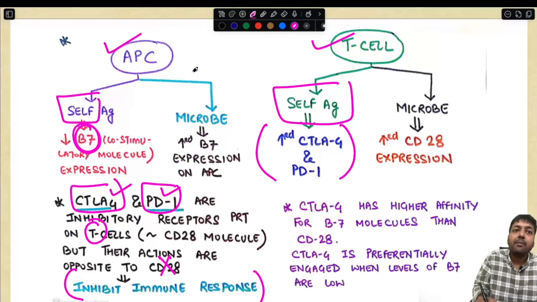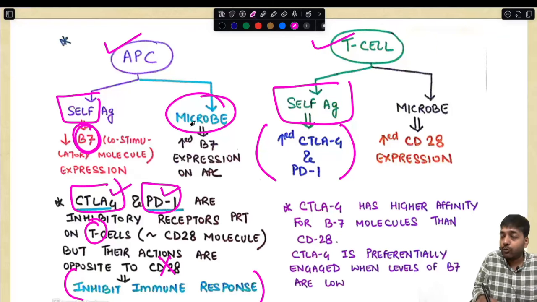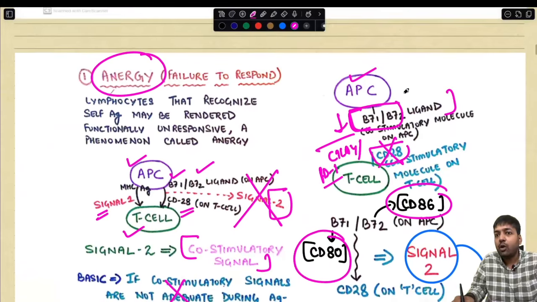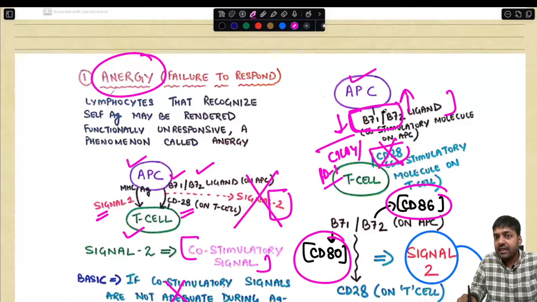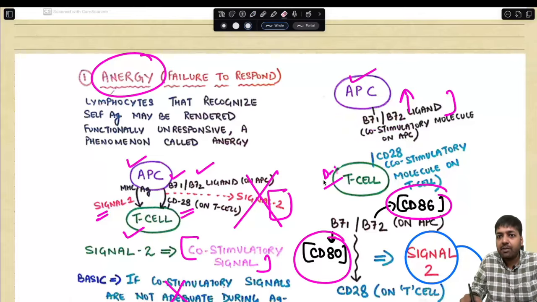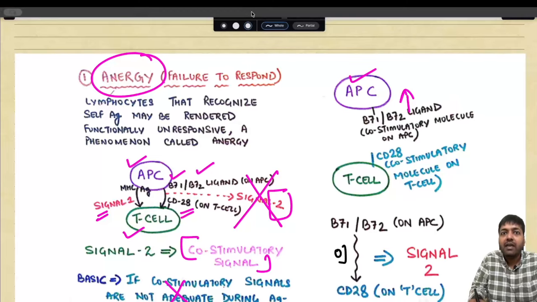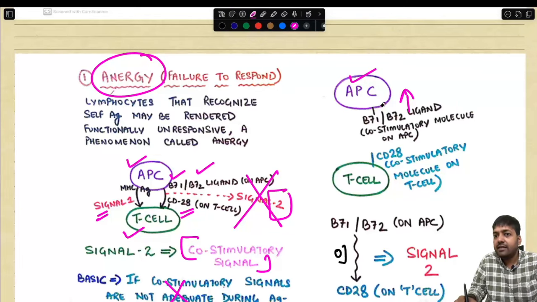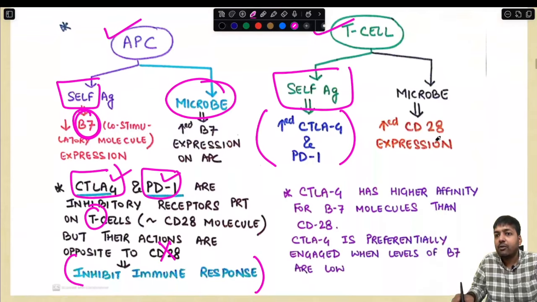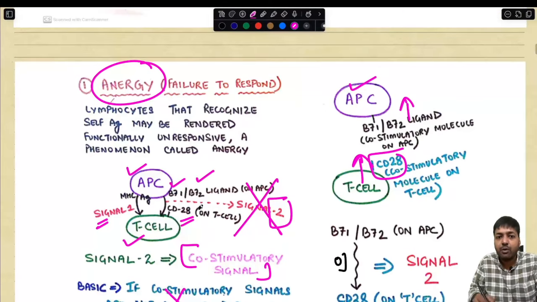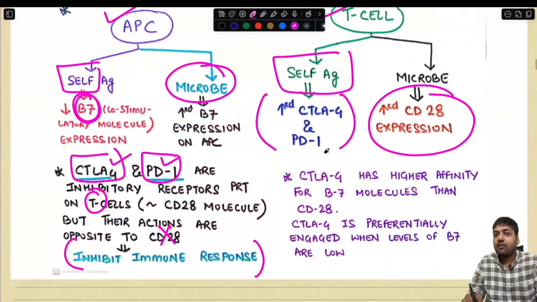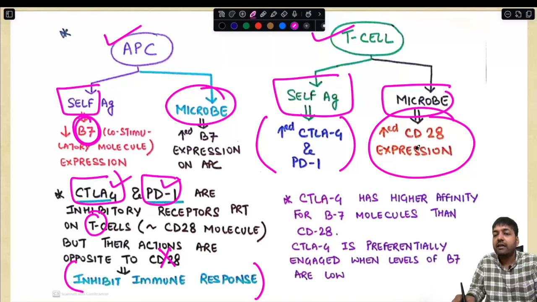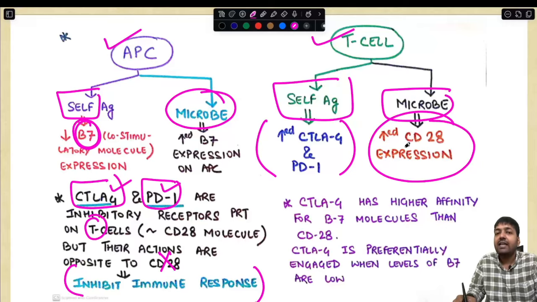On the other hand, if the antigen presenting cell is presenting a microbe, the levels of the co-stimulatory B7 molecules on the APC are going to increase, whether B7-1 or B7-2. So whenever a microbe is presented by the APC, the B7 ligand level will increase, and CD28 expression will increase. And what is the role of CD28? It augments the co-stimulatory signal and leads to T cell activation. Remember this point.